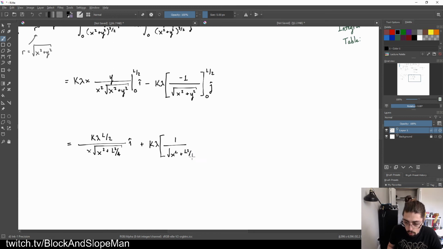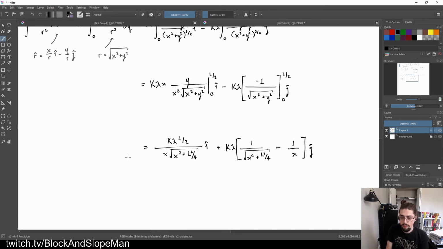Plus L squared over 4. So we've got that piece right here, and now we're going to subtract away the 0 component. And for here, it's not 0. It's actually square root of x squared, so it's just 1 over x. And now you might see that 1 over x is more negative than 1 over square root of x squared plus L squared over 4 is positive. So this does end up being a negative value when you actually go through and calculate that out. But there's our final answer.